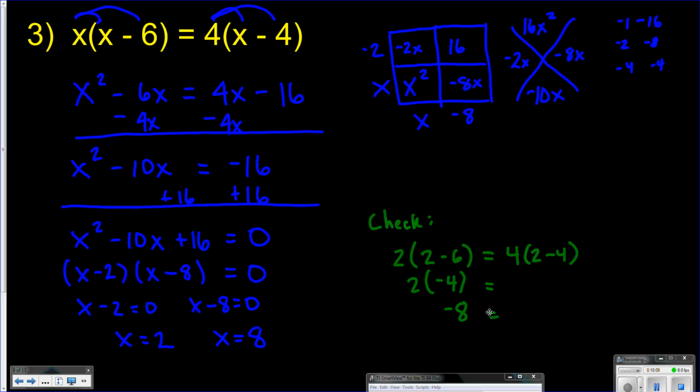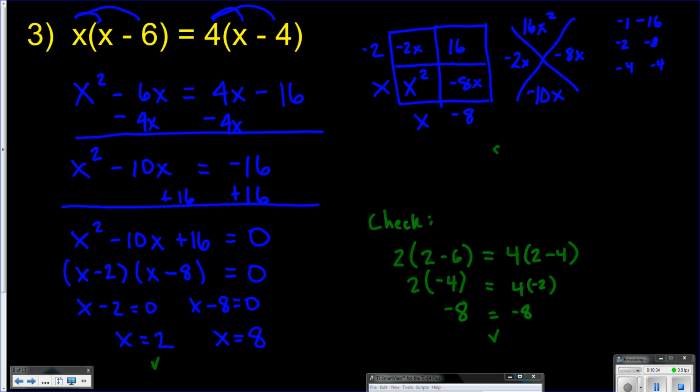Let's see if the other side gives us the same thing. We're going to do 4 times 2 minus 4. 2 minus 4 is negative 2, so we have 4 times negative 2, and that's going to give us negative 8. We know that one's right. And then we can plug our 8 in and see if that gives us the correct answer as well. So I'll do that one up here. I don't really like going up, but I ran out of room.